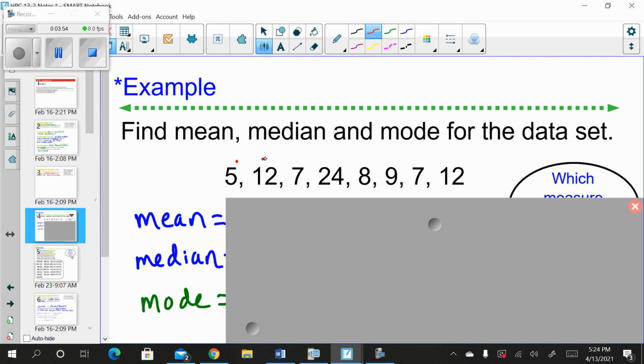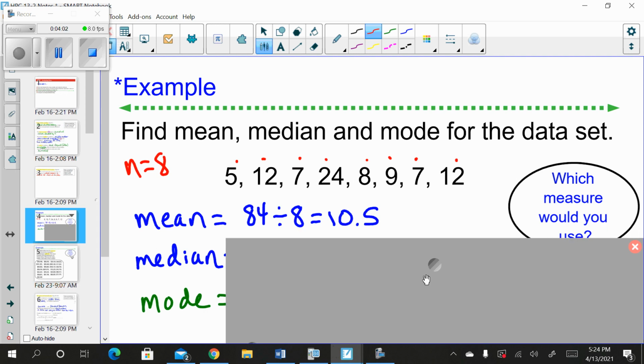Looks like there are 1, 2, 3, 4, 5, 6, 7, 8. So our n in this case is 8. So 84 divided by 8 looks like it's putting us at 10.5.